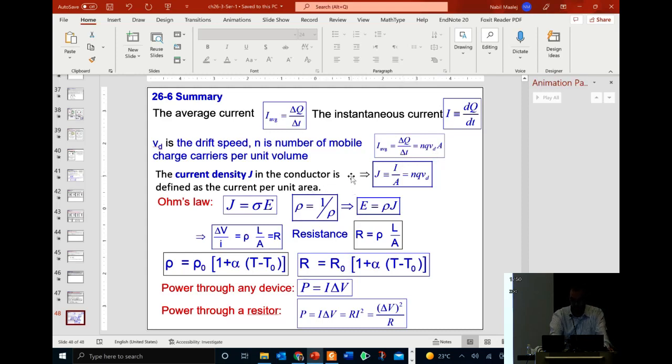Okay. Then we expressed Ohm's law in a different way than you had before. We said the current density is current per unit area, or the current divided by the cross-sectional area, and is equal to nQVd. We said the current density is related to the electric field. If you establish a voltage in a conductor, the voltage will create an electric field. Usually the electric field is delta V over the distance d. The current density is related to the electric field through the conductivity. So the current density is equal to conductivity times the electric field. We said the conductivity is the inverse of resistivity. Resistivity is rho and conductivity is sigma.